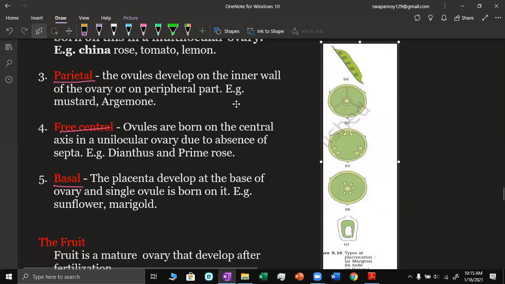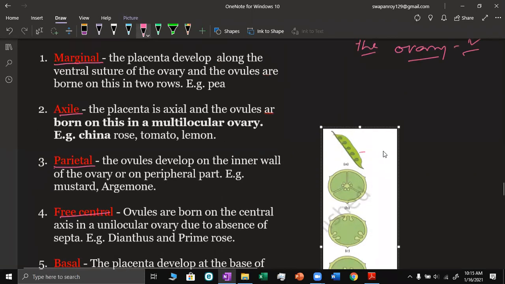See this one here, this is the marginal placentation. This one is marginal. Okay, this is usually monocarpellary, as you find in pea. When you peel pea for your kitchen for cooking, you see that all the seeds are attached to one line.